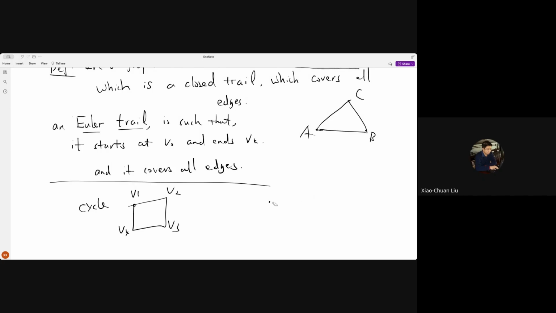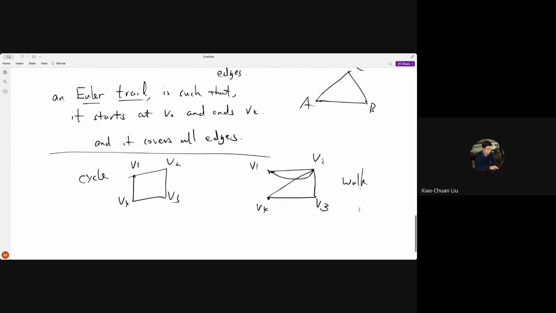It's not very good. So this is V1 again. So V2, and then maybe we decide to put V4, V3, maybe V2 again, and come back to V1. Okay, this can be a walk. Is it clear? So a walk, you can repeat edges as well as vertices. A cycle, you cannot repeat anything. You cannot repeat. I mean, this is the same edge.